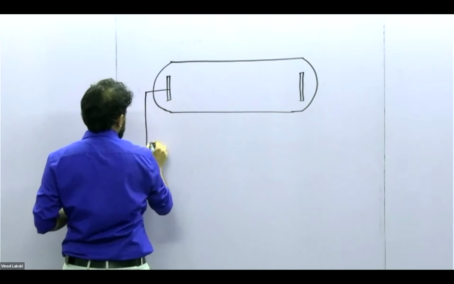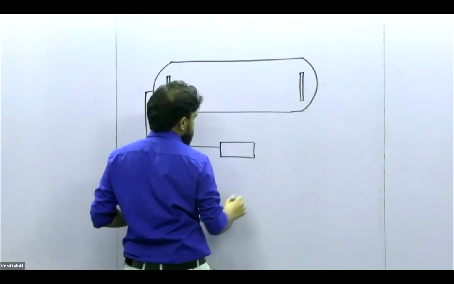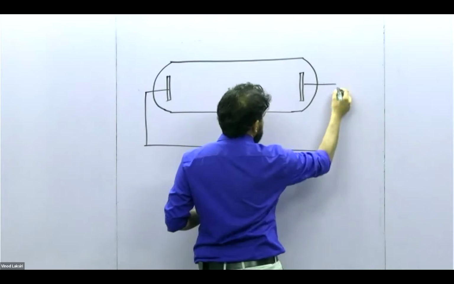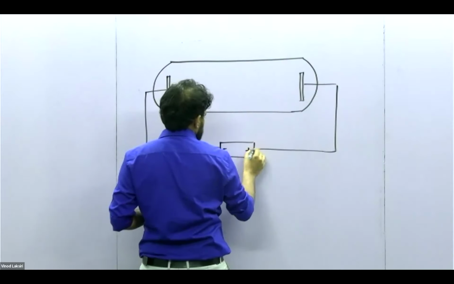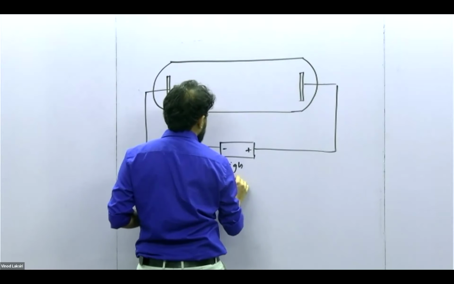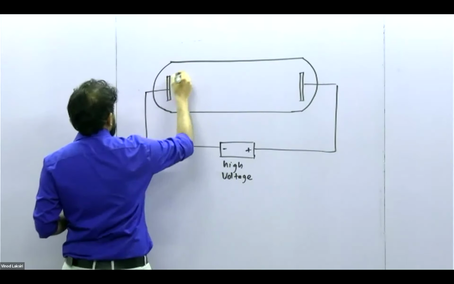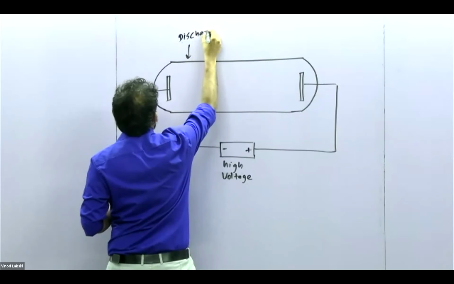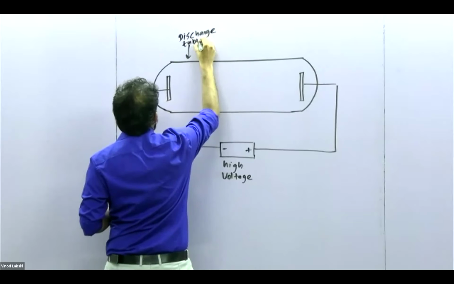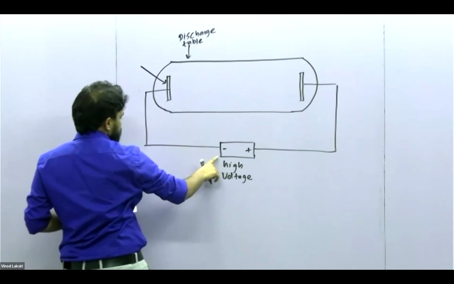Then these two metal plates are connected to high voltage. Here, this is a negative terminal and this is a positive terminal. This is a high voltage source. Right? So this tube is known as a discharge tube.